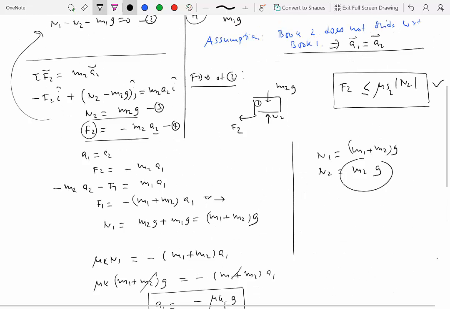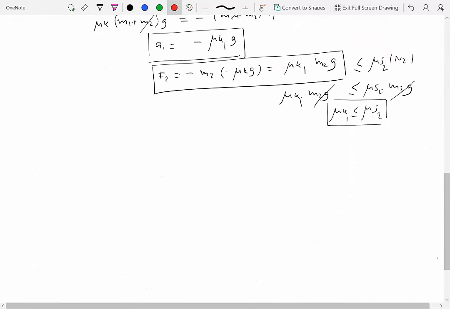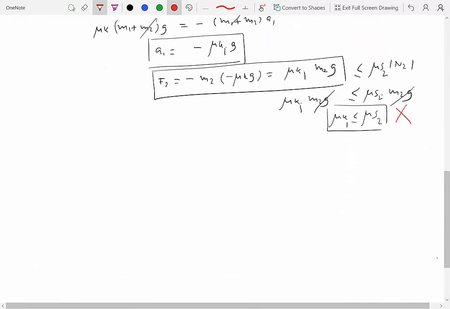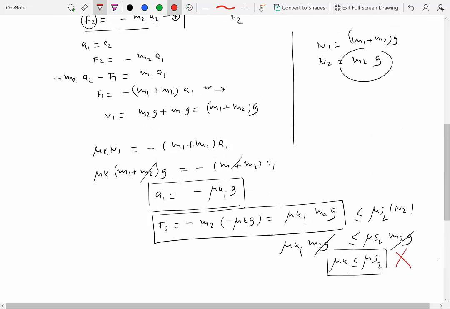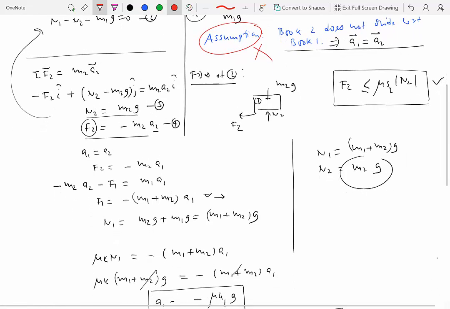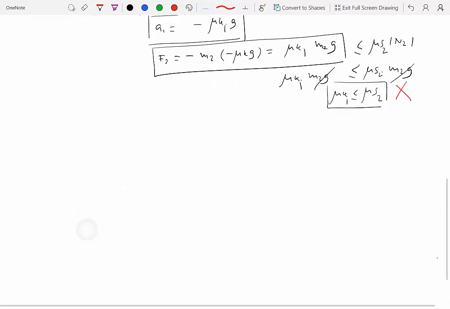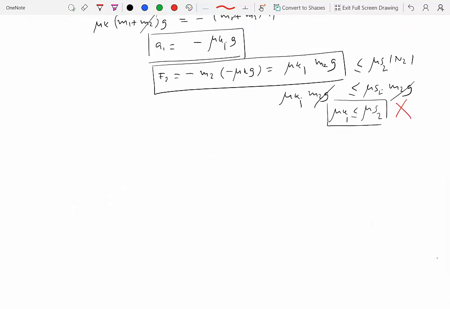Is that the case? So mu k1 is 0.45 and mu s2 is 0.4, which means that this is not true, right? This is not true. So that means that this assumption that we made over here is also wrong, because what we have computed is not consistent with our assumption. Now, if it turned out that this was okay, then we wouldn't have to go any further, right? But that is not the case over here. So what do we do in this case?